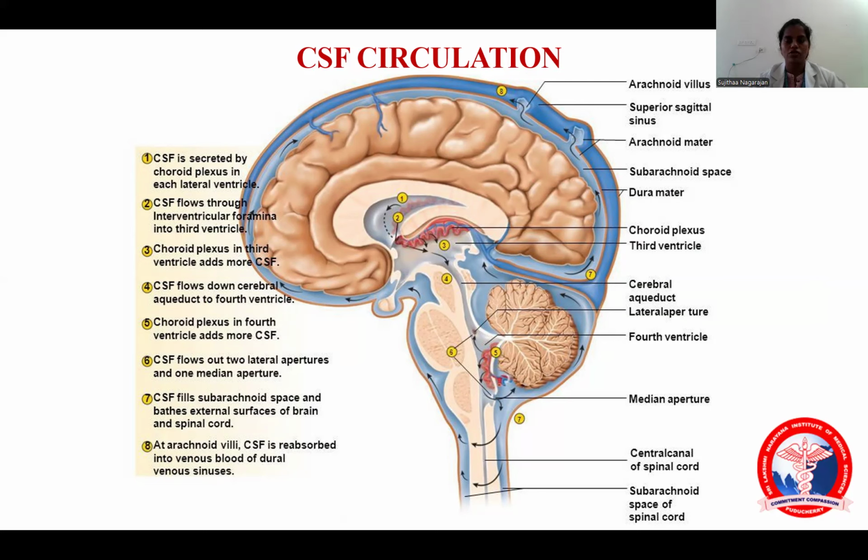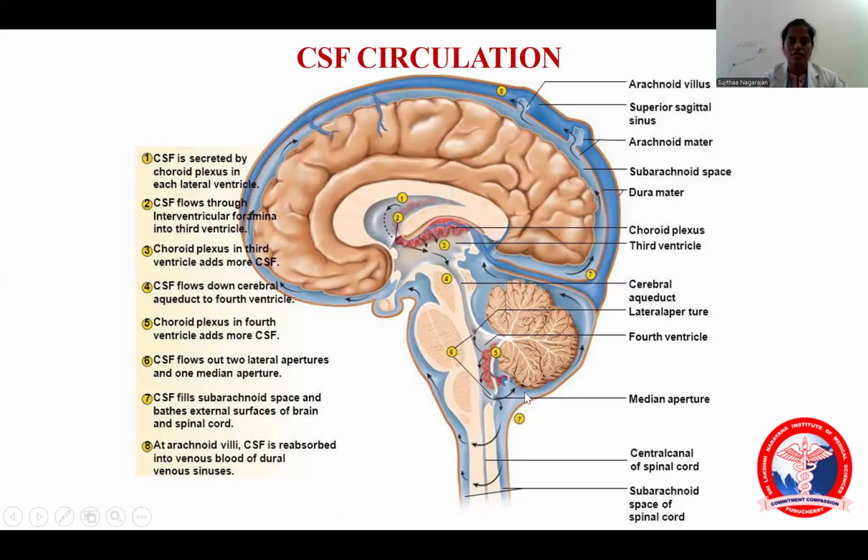The lateral ventricle has a choroid plexus, and the third ventricle also has a choroid plexus. This choroid plexus in the third ventricle adds more CSF. Now CSF flows through the cerebral aqueduct, then it passes to the fourth ventricle. The choroid plexus in the fourth ventricle adds still more CSF. Now CSF flows out through two lateral apertures and one median aperture. The median aperture is the foramen of Magendie and the two lateral apertures are the foramina of Luschka. So the CSF flows out through this median aperture and two lateral apertures.